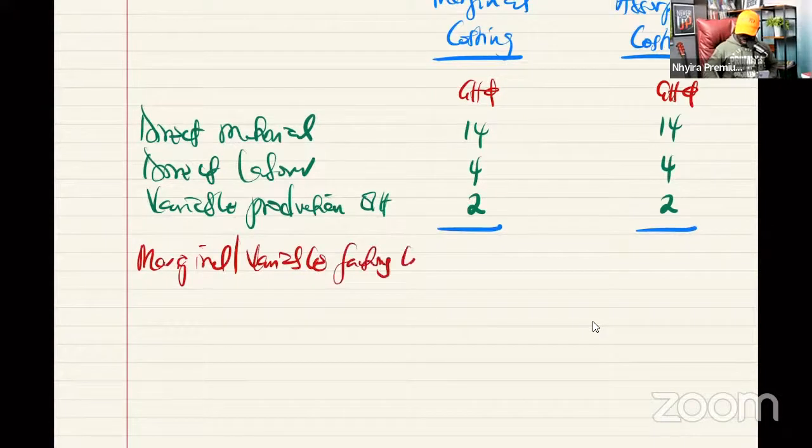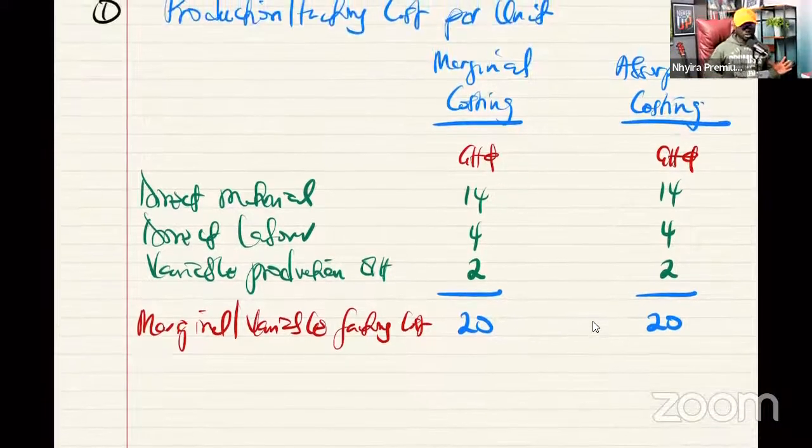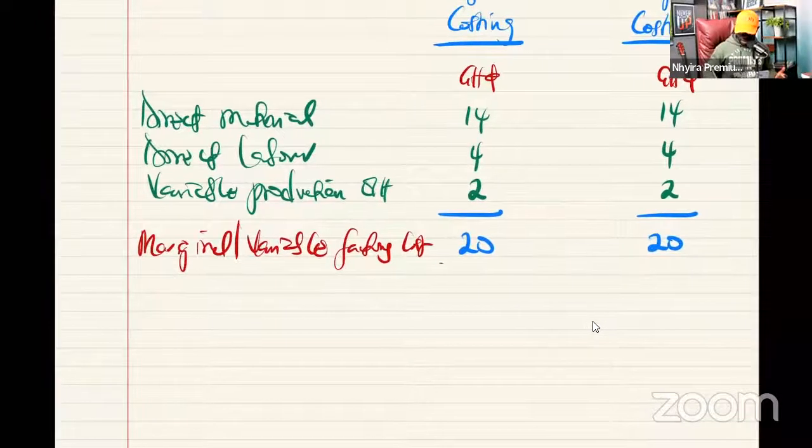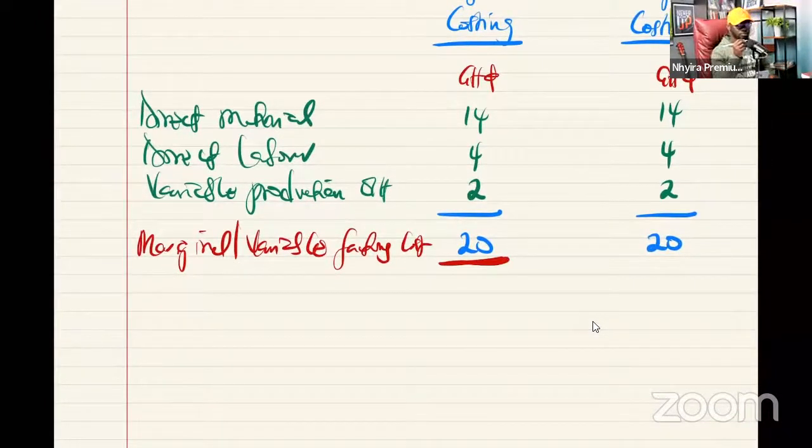Or factory cost. So how much do we have? 14 plus 4 plus 2, that is going to be 20 here. But remember, in absorption costing, it's in accordance with IAS 2. So we have to use full factory cost. Sounds good? But in marginal costing, you have to use only the variable cost. So more or less, in marginal costing, we are done, because to determine factory cost in marginal costing, you use only the variable factory cost.